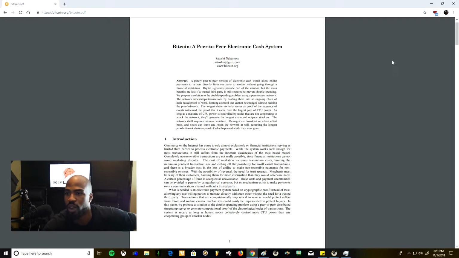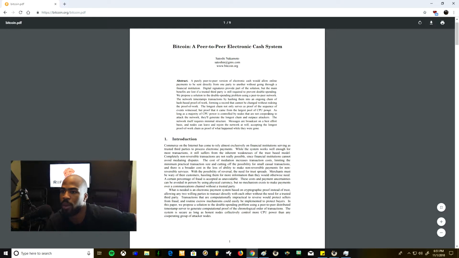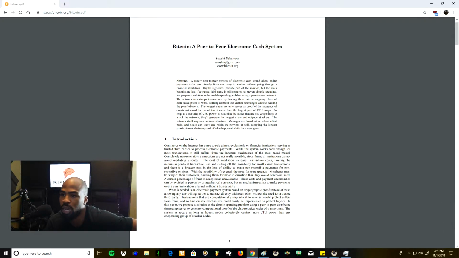So here's the abstract. A purely peer-to-peer version of electronic cash would allow online payments to be sent directly from one party to another without going through a financial institution. So the whole idea of Bitcoin was to basically cut out the middleman for financial transactions, okay? Digital signatures provide part of the solution, but the main benefits are lost if a trusted third party is still required to prevent double spending.